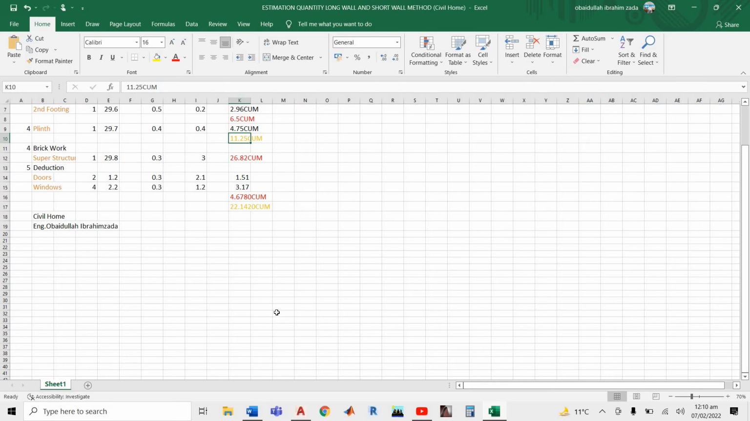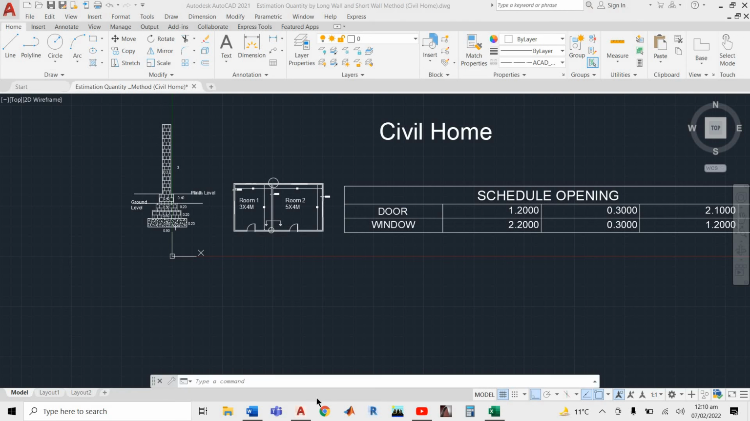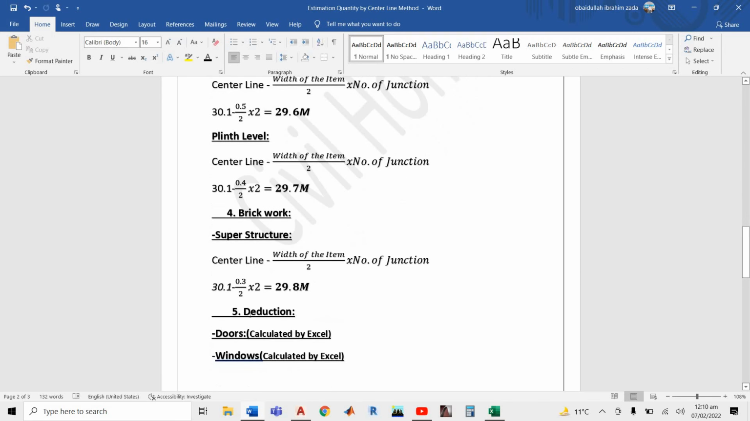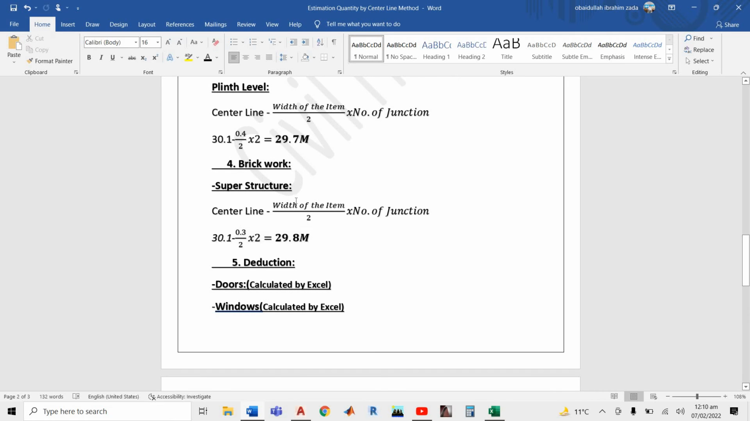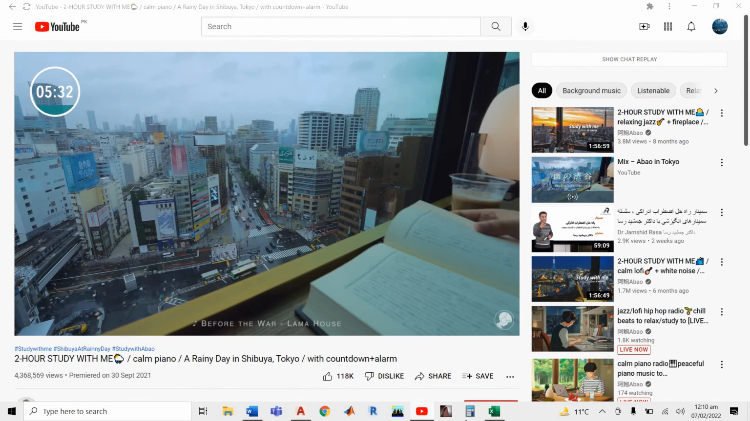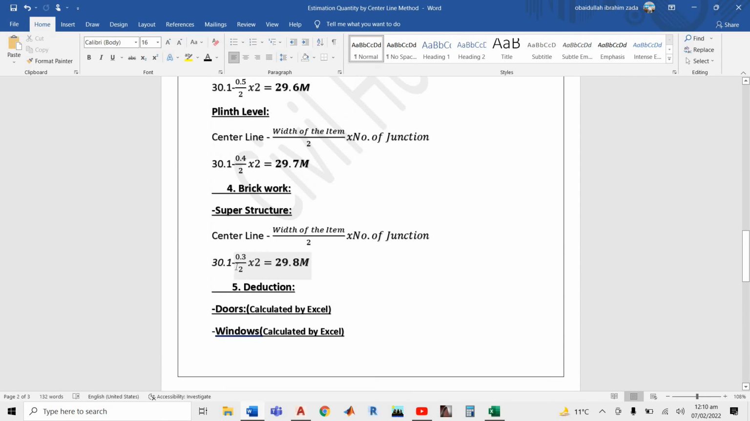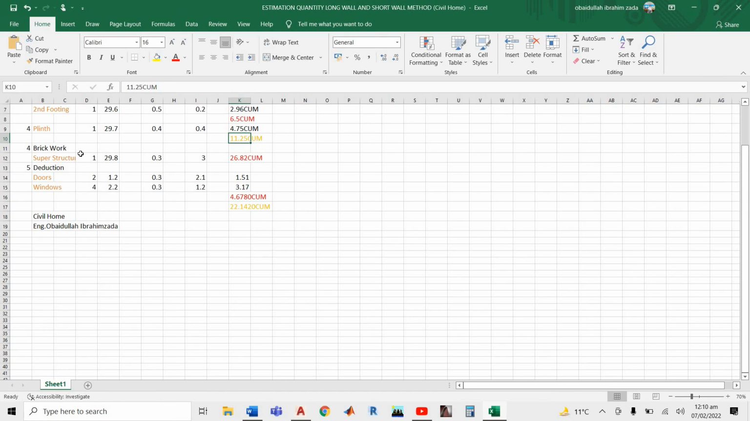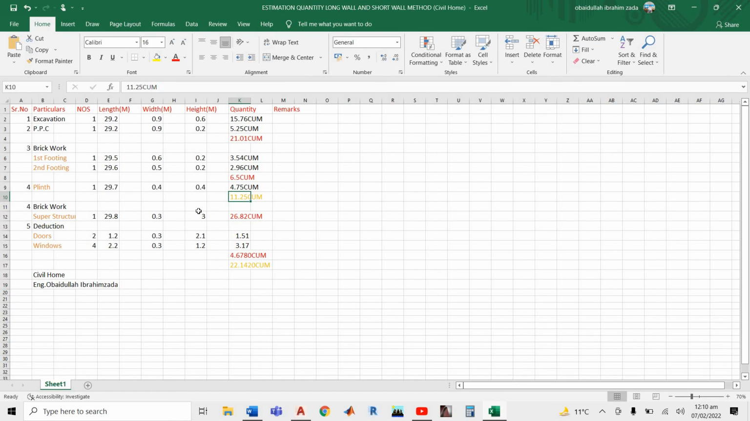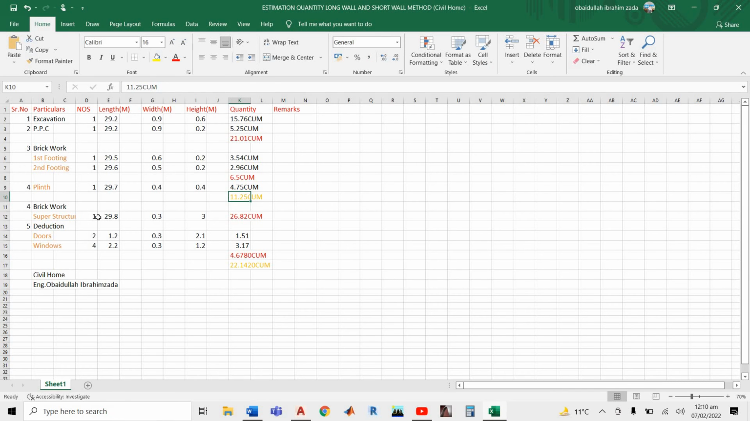Then we have brickwork in a superstructure. If you come in here we have superstructure. So in superstructure, first of all we have to find the length. 13.1 minus, how much is the width of your superstructure? 0.3, divided by 2, multiplied by 2, you get 29.8. So 29.8 is your length, width 0.3 and height is 3 meters. If you see, your height is 3 meters. Then you have to get quantity, multiply, 26.82 cubic meters.